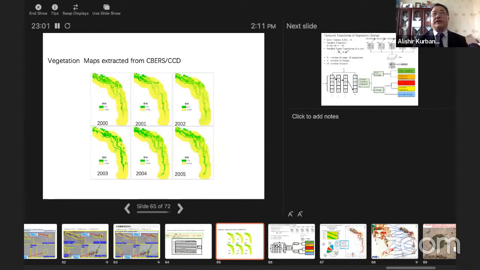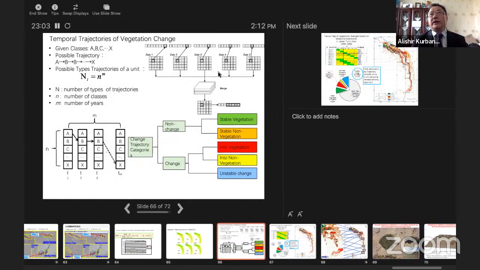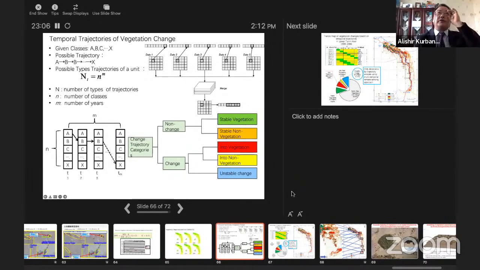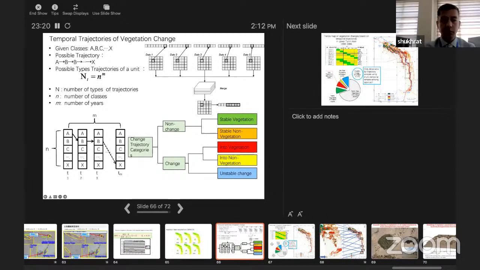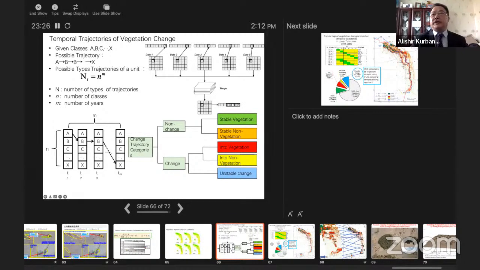This is based on the 30 meters resolution, and we constructed the temporal trajectory of the vegetation change, because this is very dynamic. If some vegetation was recovered, but later, without continuous support of water, it changed again into non-vegetation. So we established changed and non-changed pixels: stable vegetation, stable non-vegetation, change into vegetation and change into non-vegetation. And here what is very important is unstable vegetation.